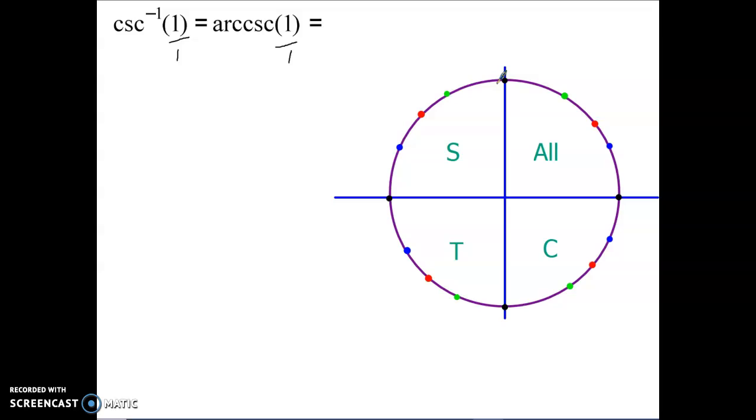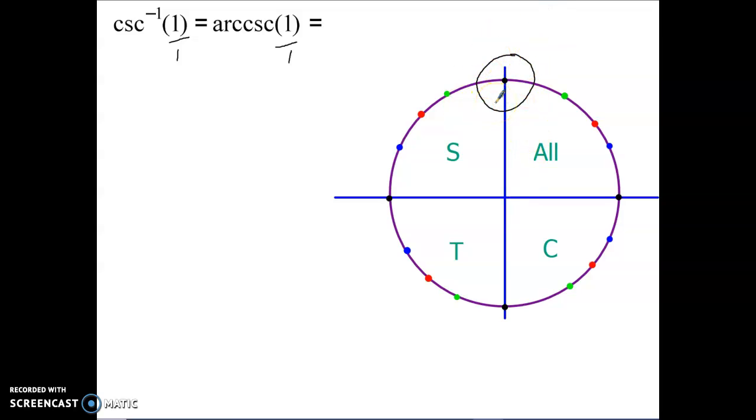Okay, so cosecant, reciprocal of sine. Does sine go with x or y? Well, sine goes with y. So where sine is equal to positive 1 is going to be here. In this case, sine, the y value, is 0. In this case, sine, or the y value, is also 0. And in this case, sine, or the y value, is negative 1. So in this case, we're just going to have one answer.